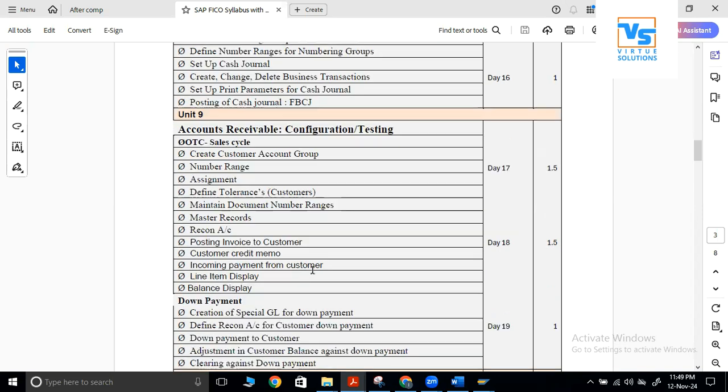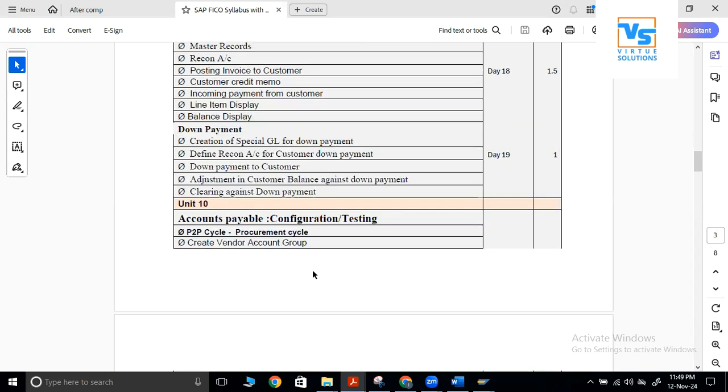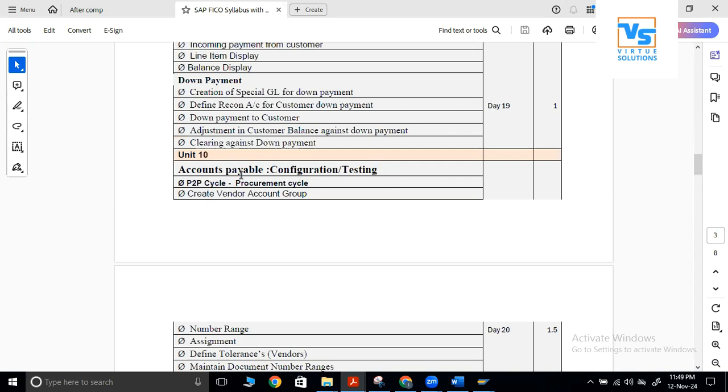Similarly, in accounts payable, the P2P cycle is there, procurement to pay. Purchase order, then goods receipt, invoice verification, and then payment. So if somebody asks what a P2P cycle is, it is nothing but purchase order to payment.